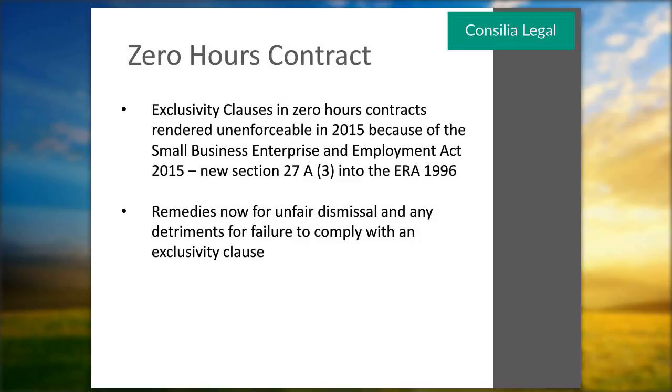Okay, so it's just a bit of a reminder really since the last update, which I think was in April 2016. Right, so I'd like to start with 0 hours contracts then. Just a refresher here that exclusivity clauses in these contracts were rendered unenforceable in 2015. The relevant act was the Small Business Enterprise and Employment Act. It inserted a new section 27A(3) into the Employment Rights Act 1996. There are now remedies for unfair dismissal and any detriment that might be imposed on workers who fail to comply with an exclusivity clause. There's been a lot about this in the press.